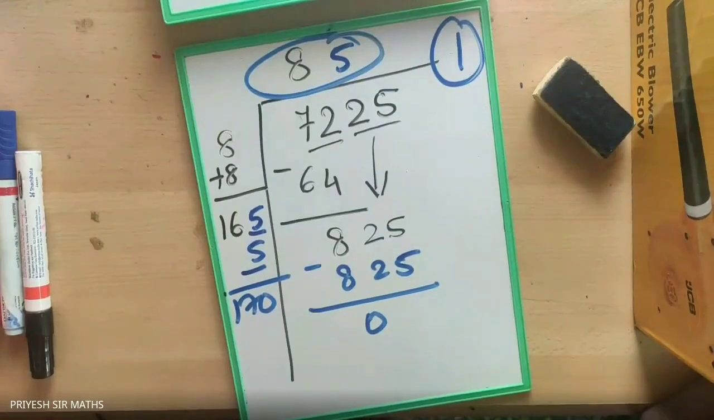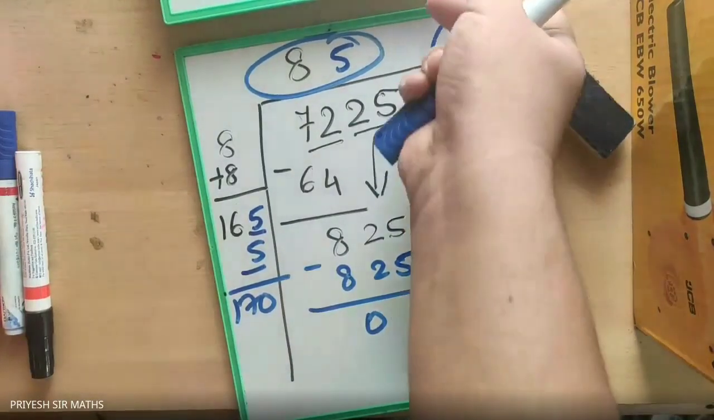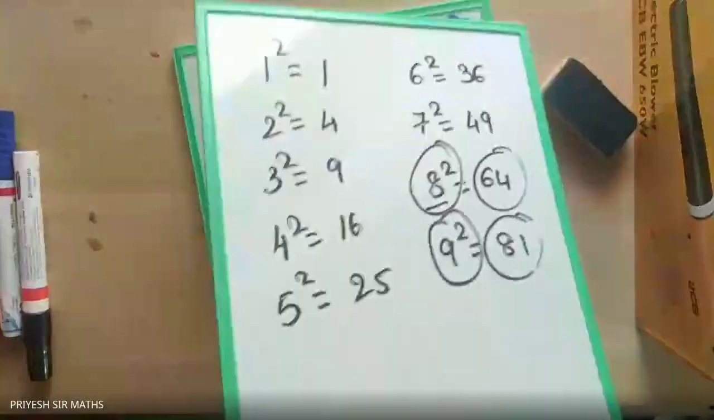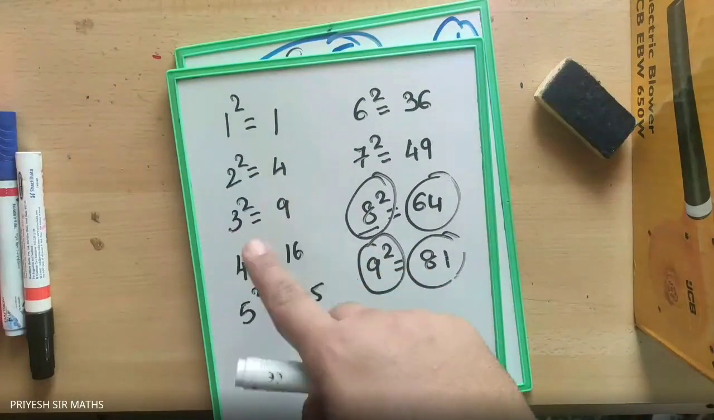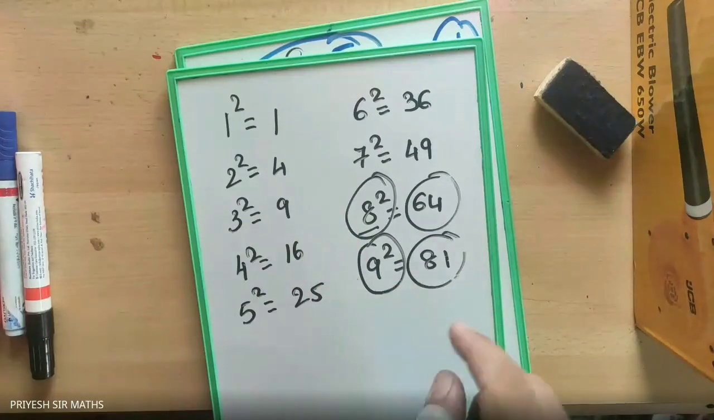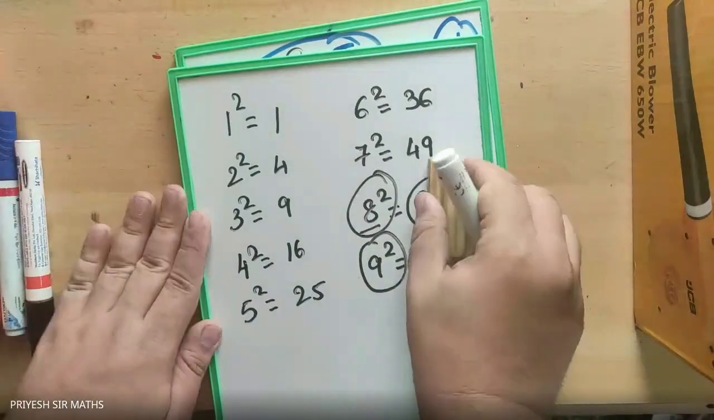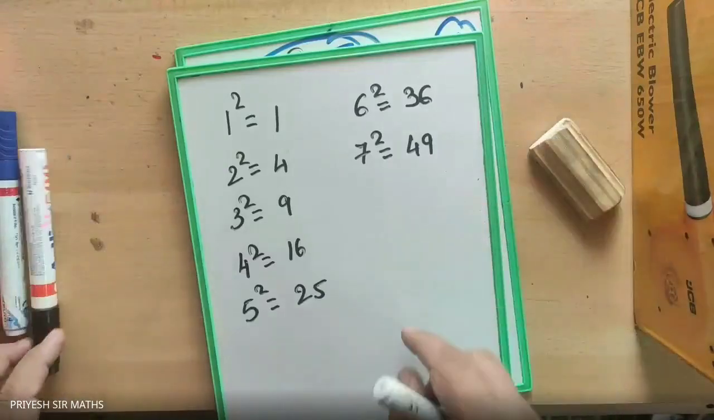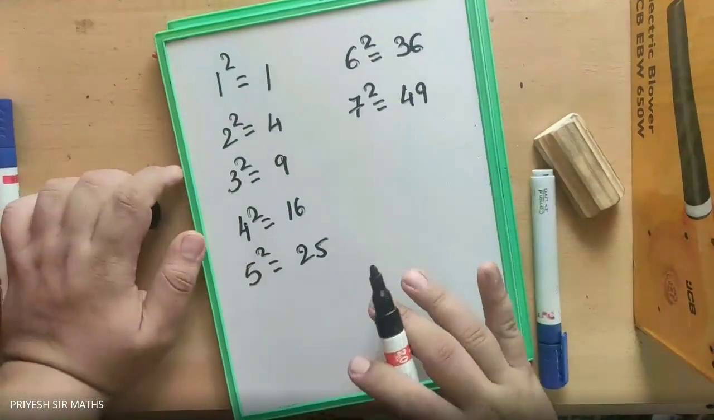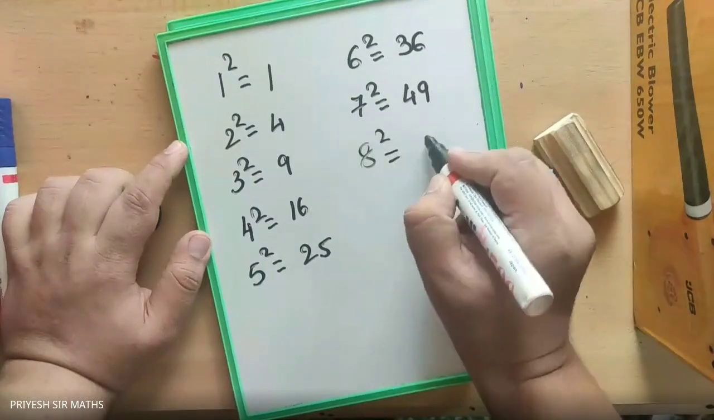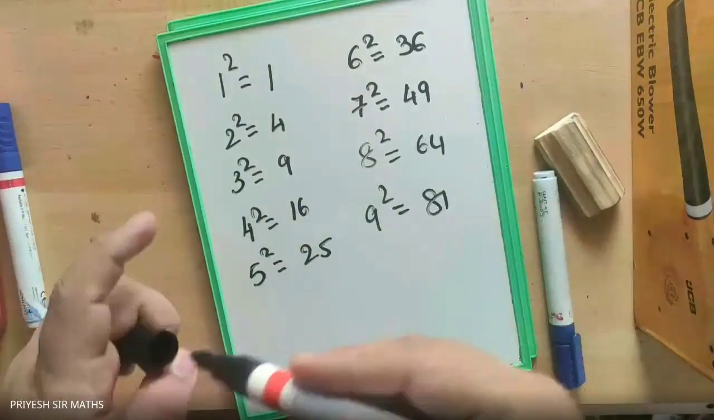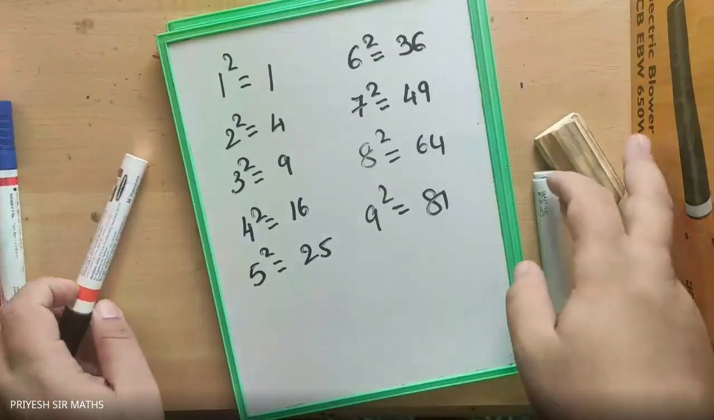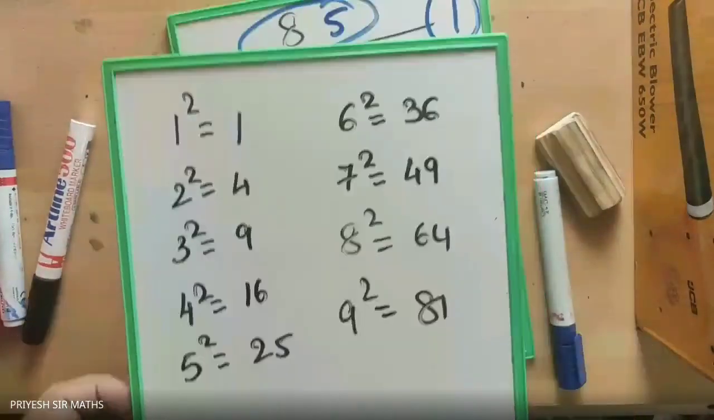Okay, so let us take one more example. You should remember this first, because 1 square, 2 square 4, 3 square 9, up to 9 square, is very important. This is the first thing that everyone should know. It is very easy to remember that 8 square is equal to 64, 9 square is equal to 81, because the first step comprises from this. Okay, so let us start.